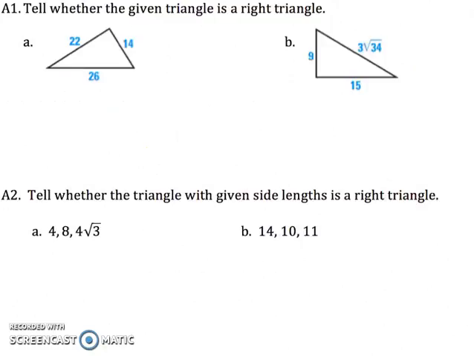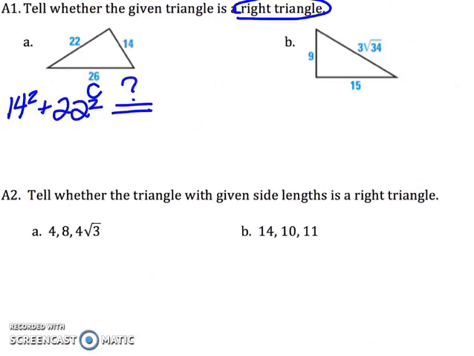Now, to put this to use, let's look at example 1. It says, tell whether the given triangle is a right triangle. So it's asking for a yes, it's a right triangle, or no, it's not. Well, for part A here, for this to be a right triangle, the C value would have to be the 26 because that's the longest side. So if I set up my Pythagorean theorem, I would take the 2 shorter sides, so that'd be 14 squared plus 22 squared, and I'm going to see if that equals 26 squared.